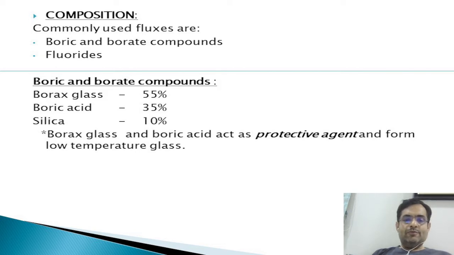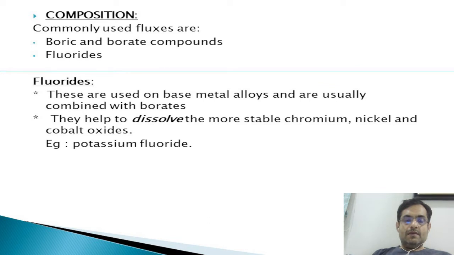Borax glass and boric acid act as a protective agent and form a low temperature glass. Fluorides are used on base metal alloys that are usually combined with borates. They help to dissolve more stable chromium, nickel, and cobalt oxides. An example of fluorides is potassium fluoride.